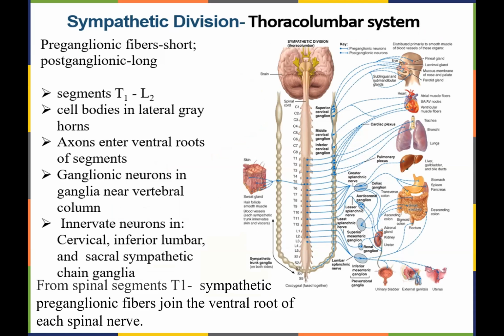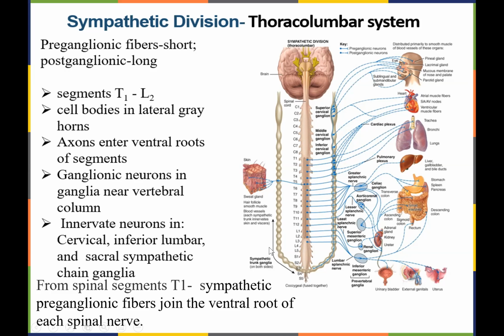So here's the sympathetic nervous system. It is also called the thoracolumbar system. It exits the central nervous system from the thoracic region, T1 to L2. It has very short preganglionic fibers and a very long postganglionic fiber. The cell bodies will be found in the lateral gray horns in the spinal cord, and the axons will enter the ventral roots of the segments.